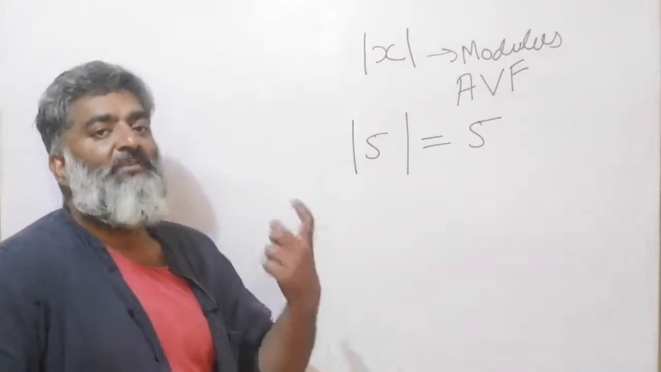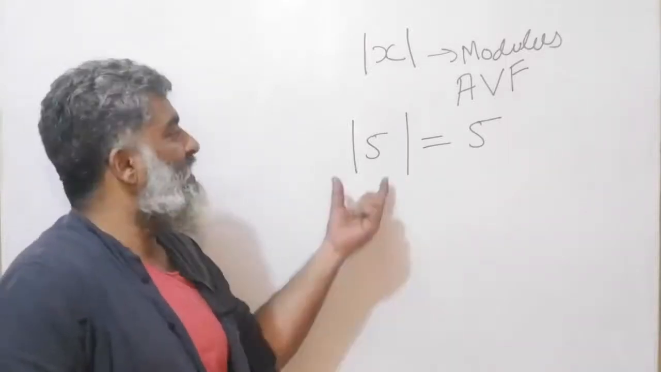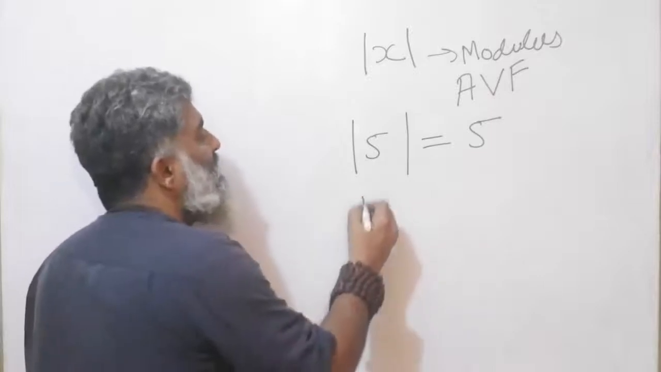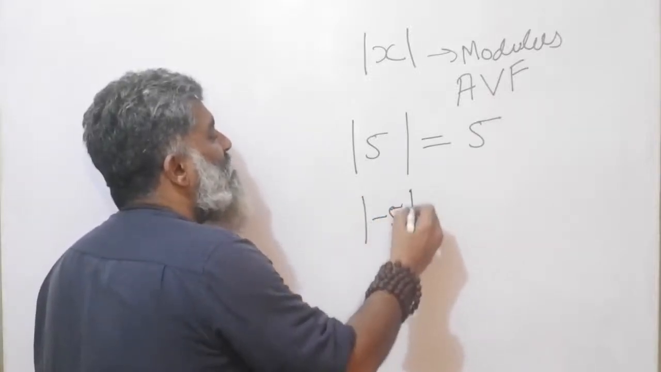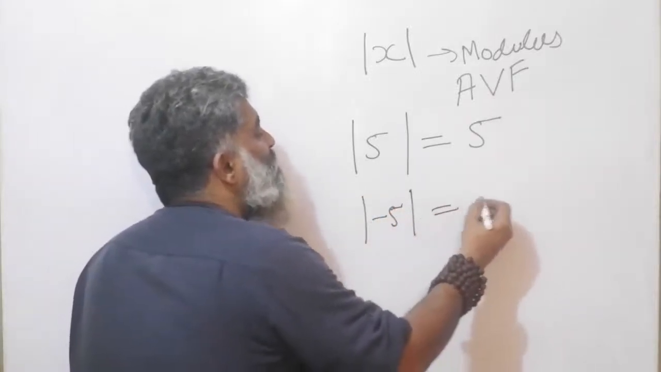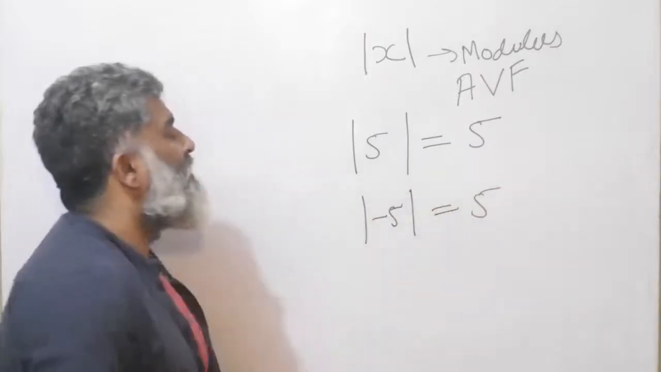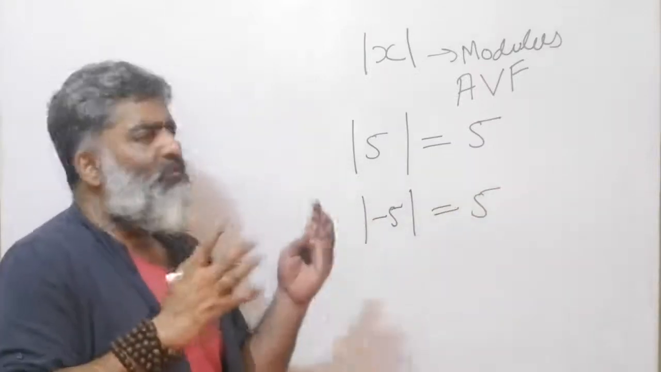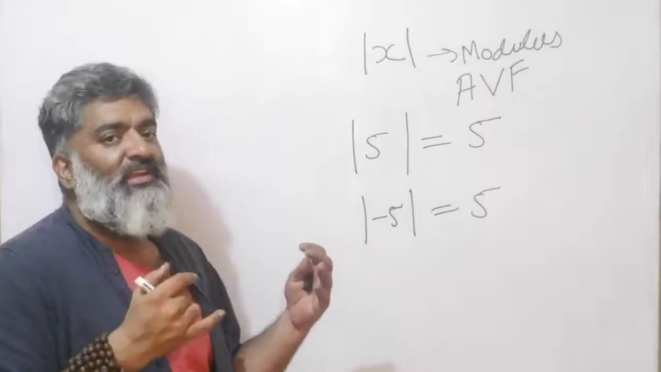What do we mean by absolute value? We'll see in a second. So mod of 5 is equal to 5. But inside the function, if I put a minus 5, the output is going to be 5. So now the idea of what the function is doing should be fairly clear.